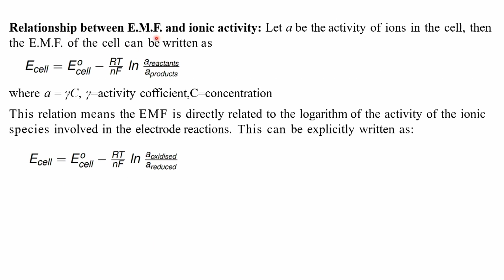Next we discuss the relationship between EMF and ionic activity. Let a be the activity of ions in the cell. Then the EMF of the cell can be written as E cell equals E naught cell minus RT by nF ln of the activity of reactants by the activity of products. Now activity a we can write as gamma times C, where gamma is the activity coefficient and C is the concentration.